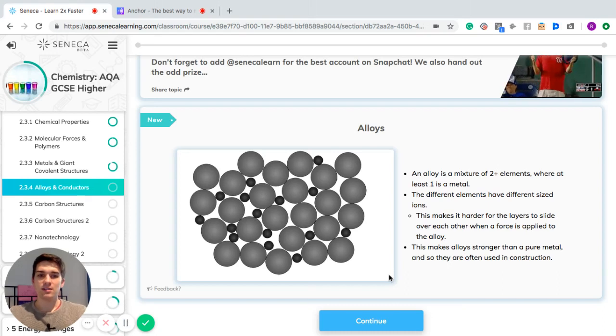Alloys and conductors. An alloy is a mixture of two or more elements where at least one is a metal. Now, the different elements have different sized ions, and that makes it harder for the layers to slide over each other when there's a force applied to the alloy. And this makes it stronger than a pure metal, so alloys are really regularly used in construction.